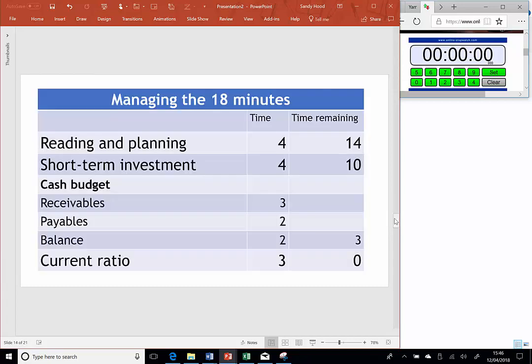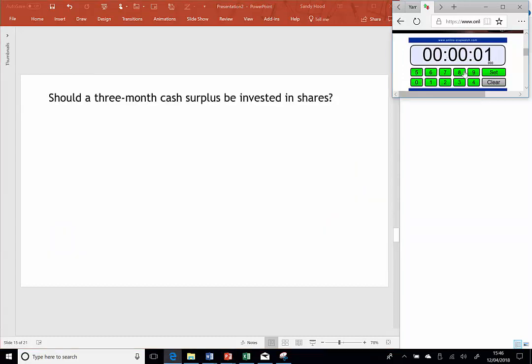So now I'm doing the short-term investment question first, and then I'm going to do the cash budget and then the current ratio. And so let me set my timer. Set the timer 18 minutes.